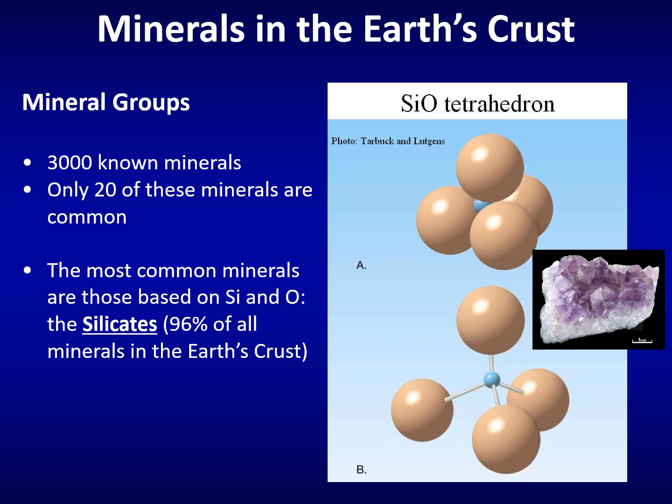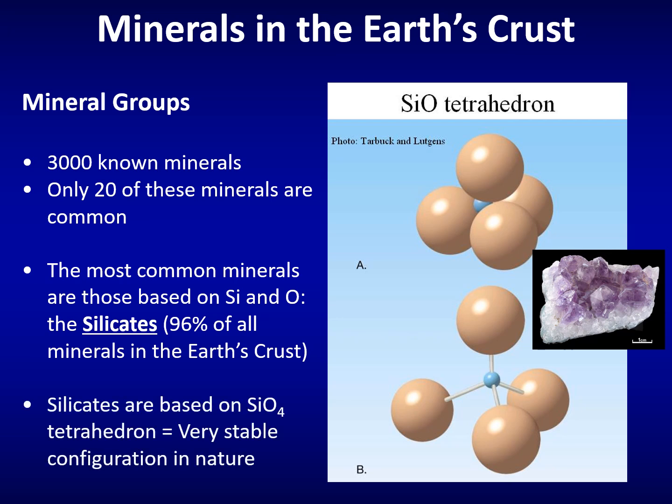That silicon-oxygen base provides the base for most rocks on the Earth's surface, and these are called the silicates. 96% of all minerals on the Earth's crust are silicates. This is the most common mineral group. And there's a stable form pictured there. Pictured on the right there is the mineral quartz. It's repeating units of the silicon tetrahedron.